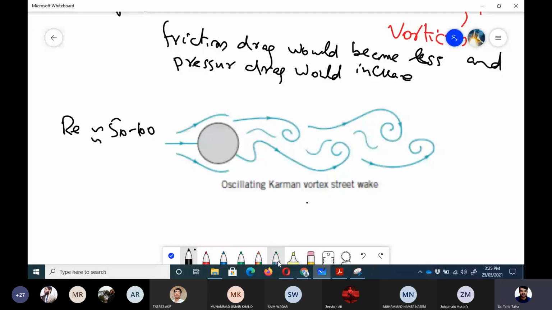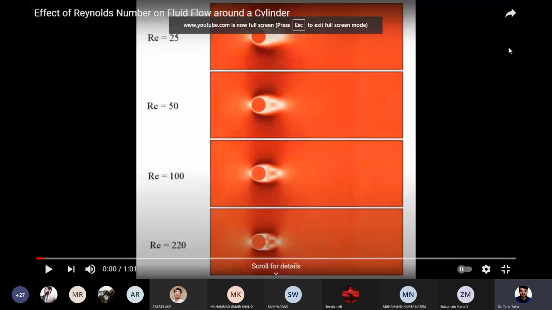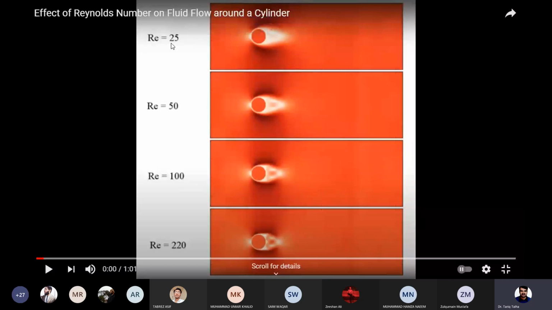So that's why I have selected a video which I have seen on YouTube. It would be a good idea to show you a video. Here you can see that the flow is coming from the left to right, and we have placed a cylinder in the flow, and we have simulated the flow at different Reynolds numbers. Like here it is 25, then 50, then 100, then 220. So basically we are increasing the flow velocity to increase the Reynolds number.